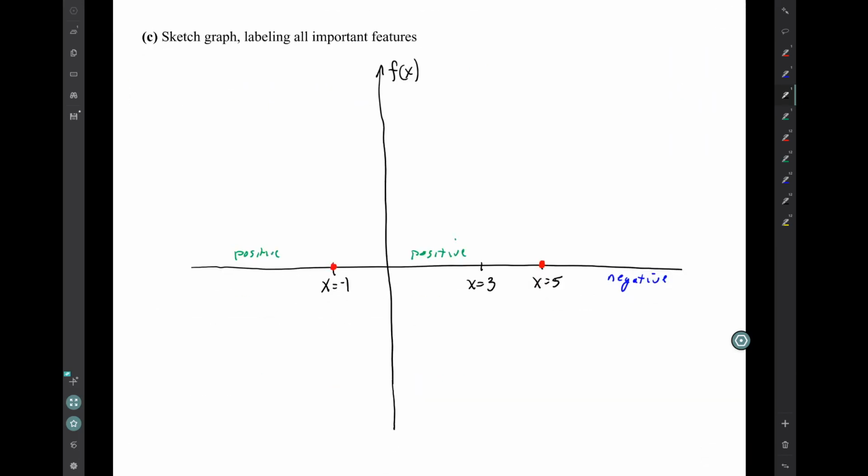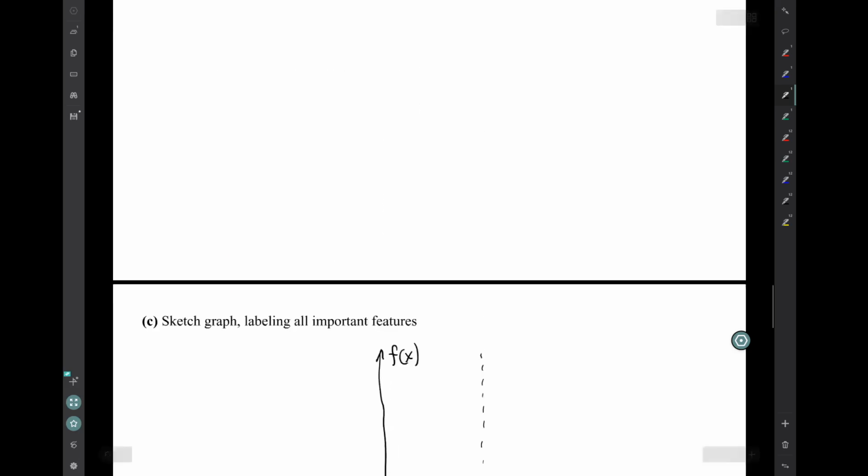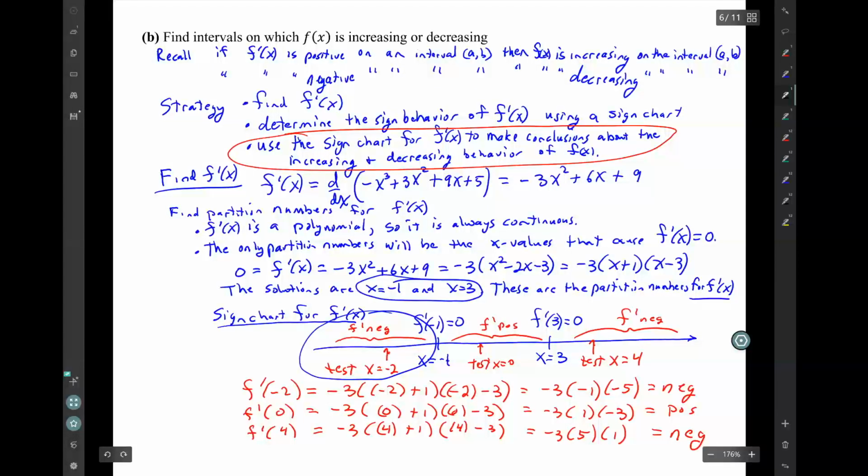So x equals 3 is an important x value, so let's put a dotted line here. And let's go back up and look at some more information that we have from doing the work for part B. In question B, we found that f prime of x is equal to 0 at -1 and at x equals 3. Well, those are two places where the graph of f of x will have horizontal tangents.